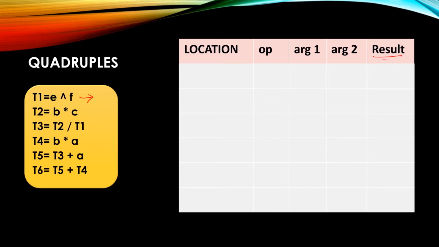In order to represent each and every 3 address code, you need to mention it by means of a location factor. So first, if I take this statement, T1 equal to E exponential F. So this is the first statement, that is, it is stored in the location 0. What is the operator here? Operator is exponential operator. What is the first argument? E is the first argument. What is the second argument? F is the second argument. Where the result will be stored? The result will be stored in T1.